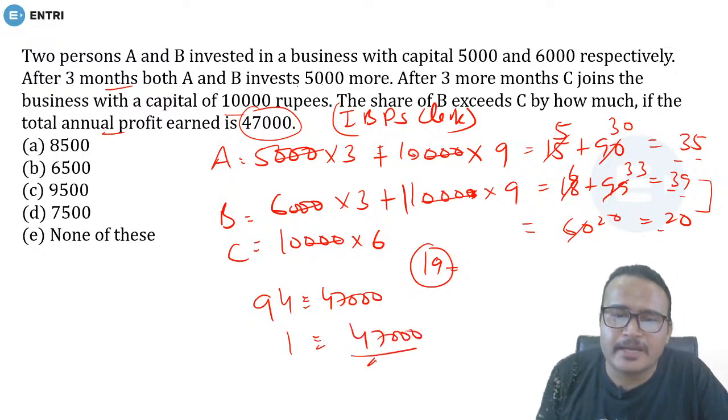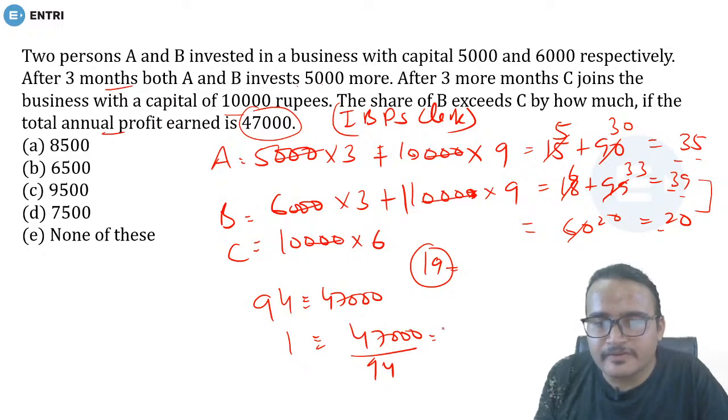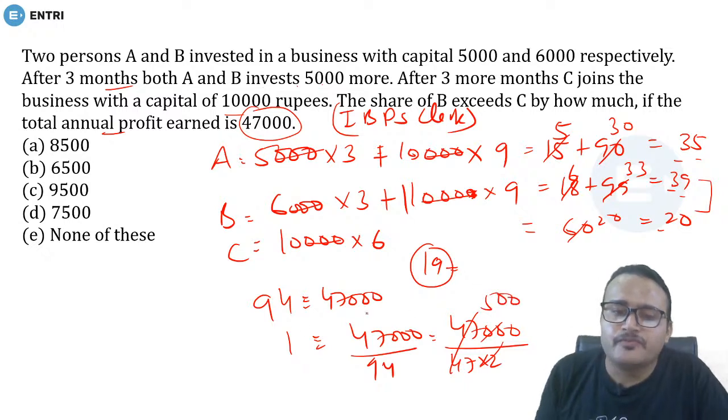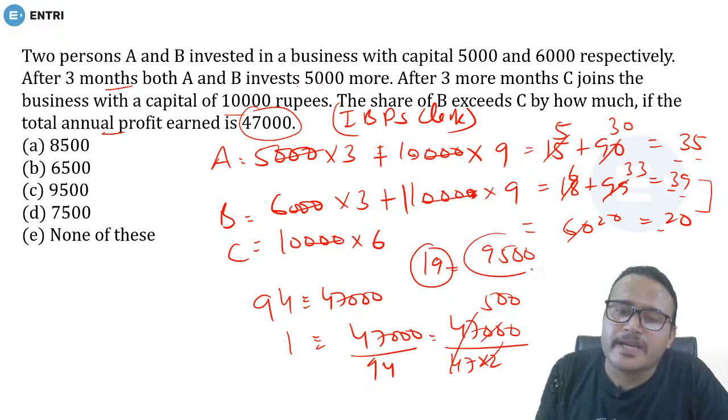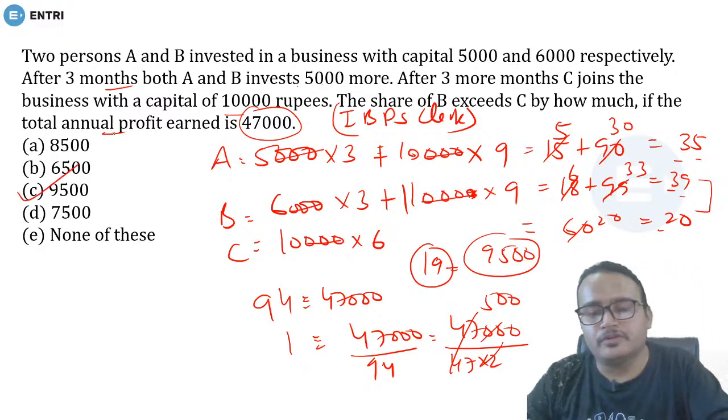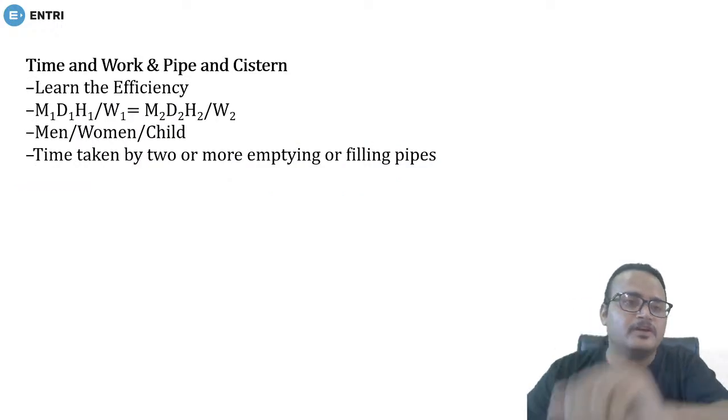So 1 will be representing what? 47,000 divided by 94. This 94 is nothing but 47 multiplied by 2. So this will be cancelling out. So 1000, this will be 500. So 1 is representing 500. So 9 will be represented by what? 9,500. So 9,500 will be your right answer. So this is how you solve the partnership related questions.